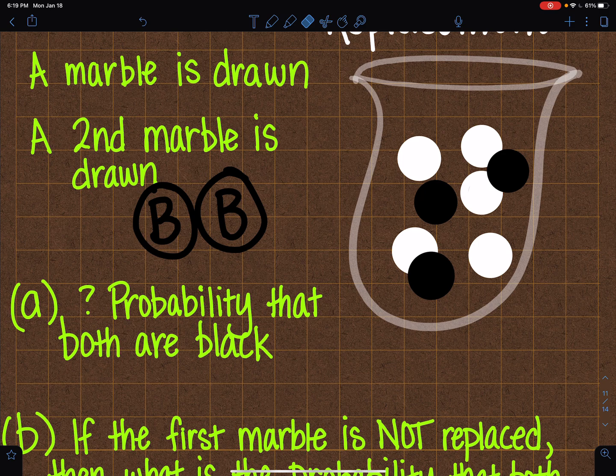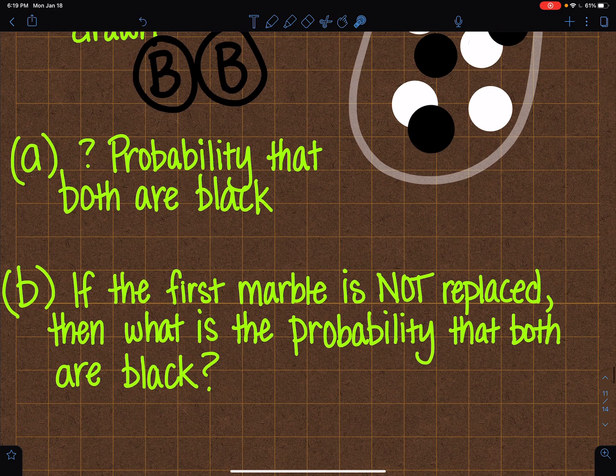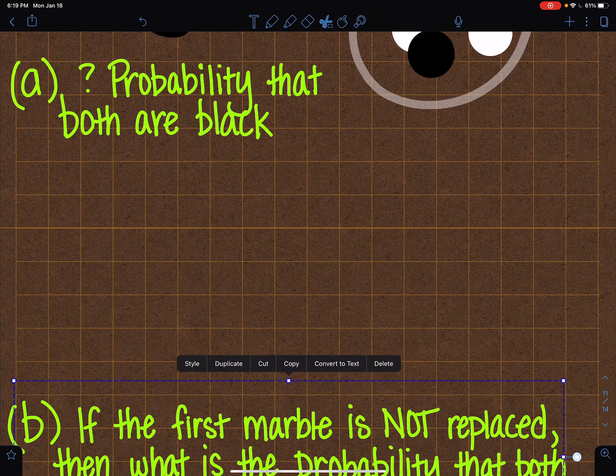And then for part B, we're going to say, what if it's not replaced? What if you take it out and you leave it out? Then what's the probability of getting black and then black? Okay, so let's figure out A first. The probability that both are black, and you pull one out and you replace it, and then you pull a second one out. Okay, so let's do that one first. So I'm going to move this out of the way. I'm going to move that down. What's the probability that both are black?